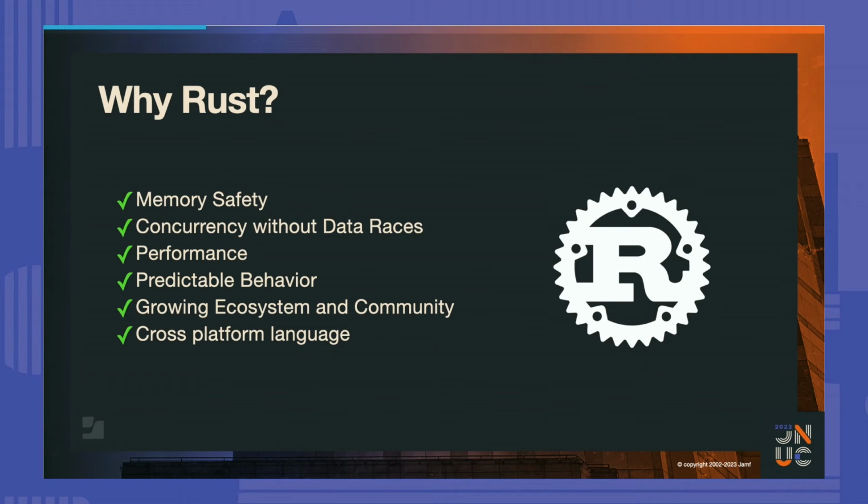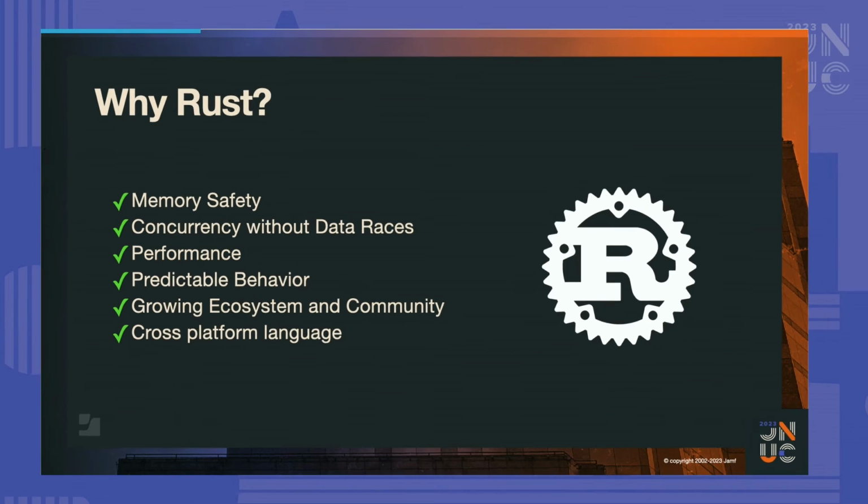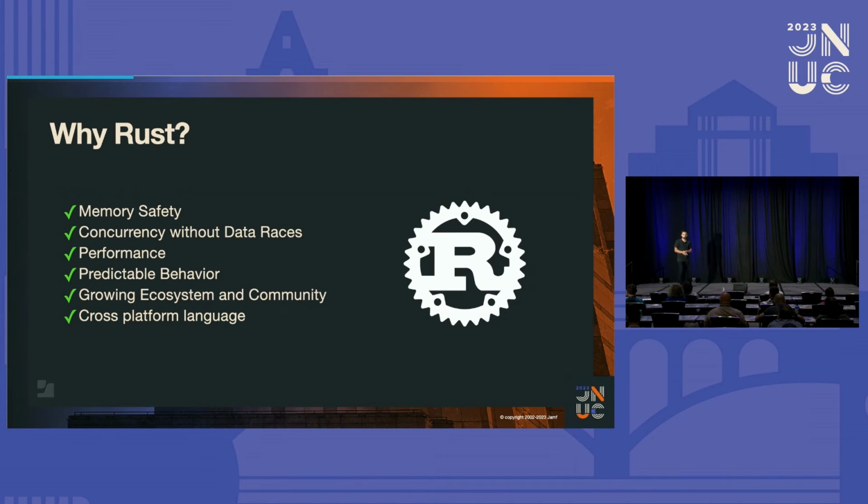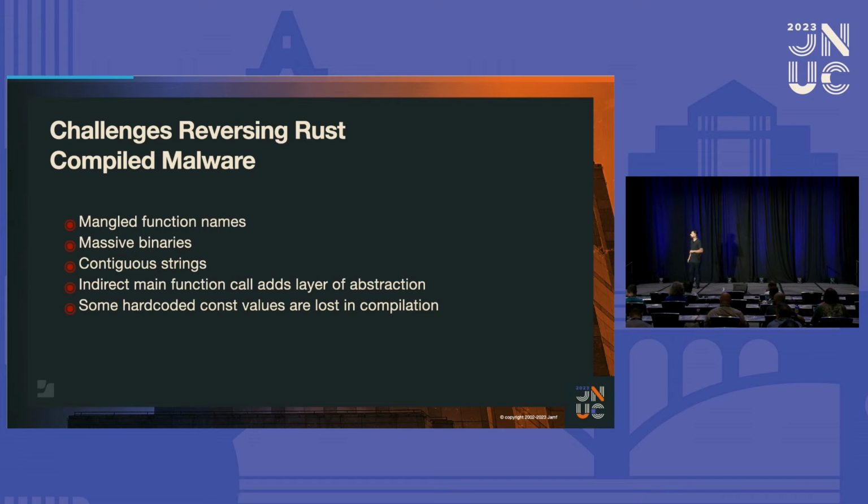So why Rust? There's a number of reasons why someone would want to develop something in Rust. There's memory safety, concurrency, there are a lot of performance benefits, and of course the most important thing is it's cross-platform. So you can compile malware for Linux, for Windows, for macOS. However, that also introduces a lot of complications with doing reversing for Rust binaries.